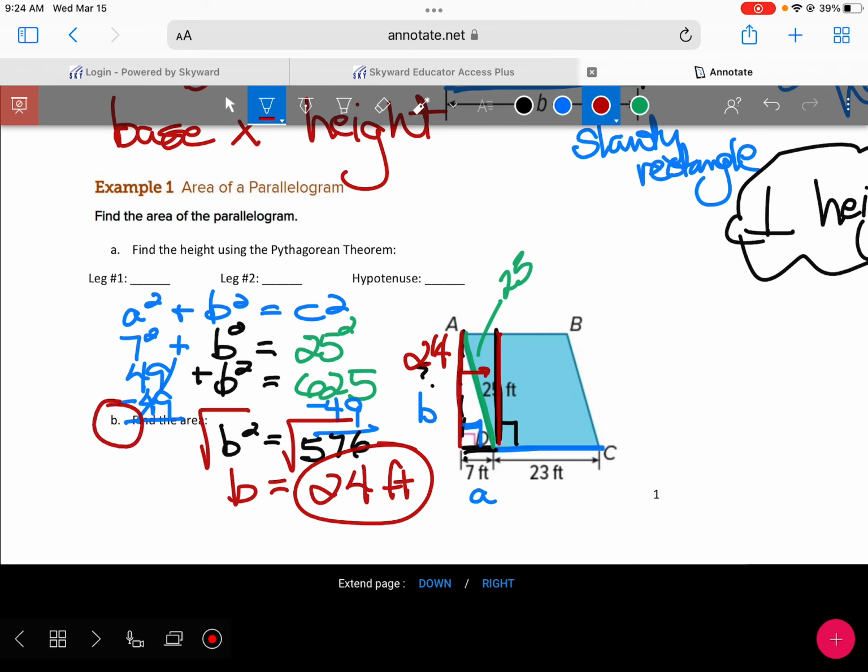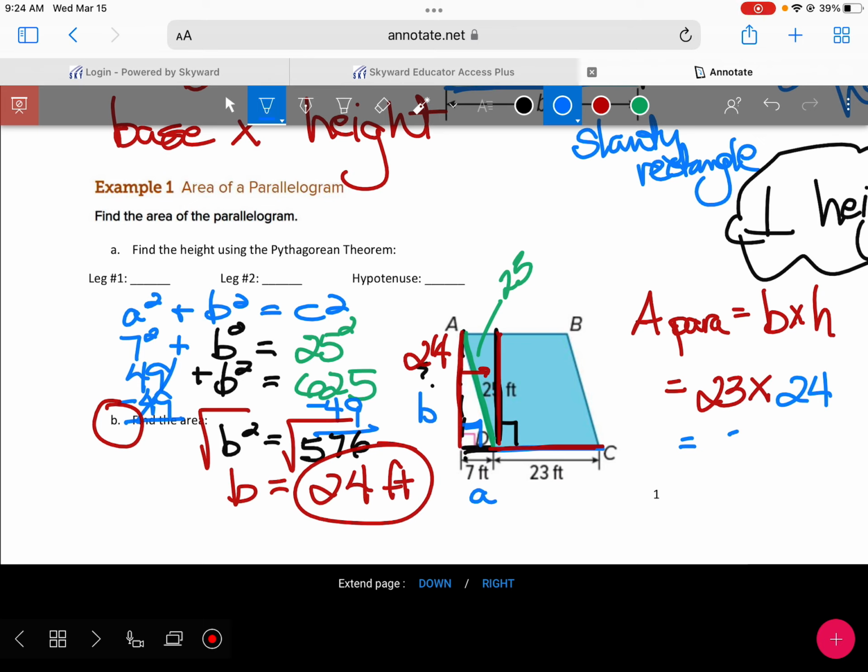And now we can find, letter B, the area of this parallelogram, which we know is base times height. The base is the bottom length. Now, only look at your picture. It's not 23 plus 7. It's just 23 times my perpendicular height, which is 24 or 25? 24. Don't do the slant height, okay? So times 24, and 23 times 24 on your calculators.